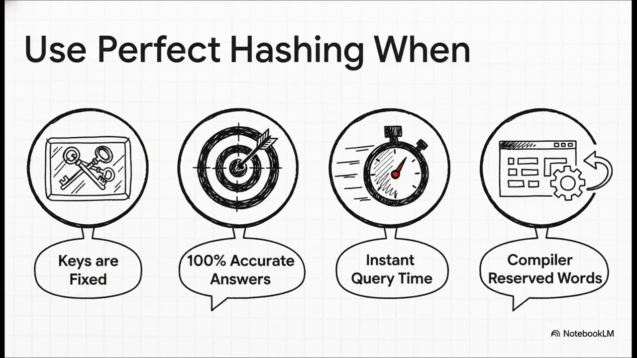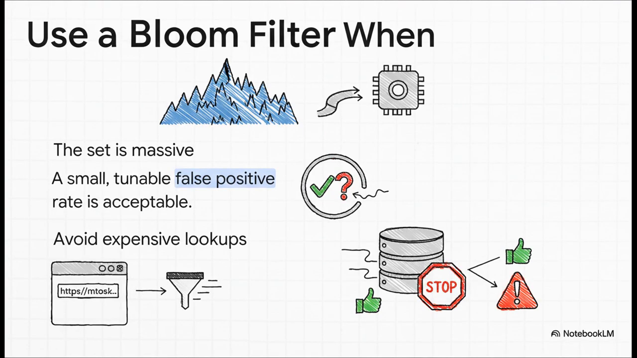So when do you reach for perfect hashing? Well, you use it when your data is fixed, you know it all up front, and you need 100% accurate, instant answers, no exceptions. A perfect example is the set of reserved keywords in a programming language. Like if, else, for. That set is fixed, and a compiler needs to check against it millions of times with perfect accuracy and speed. And when do you use a Bloom filter?